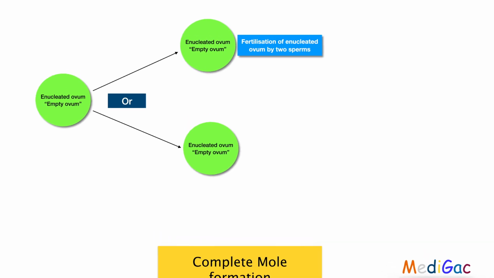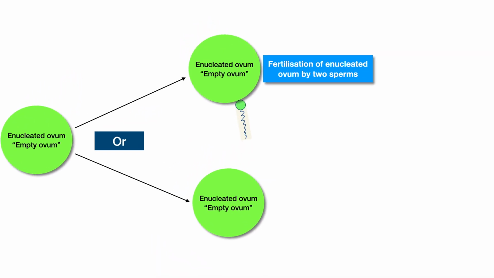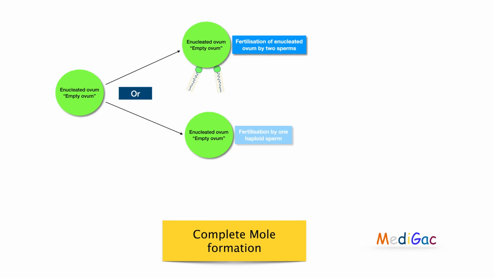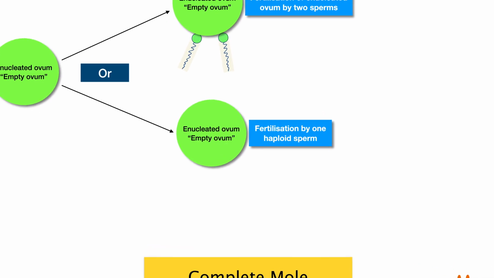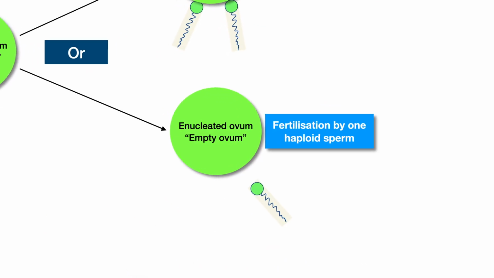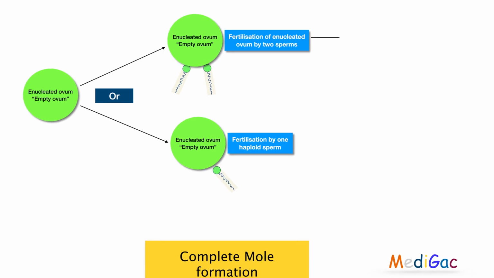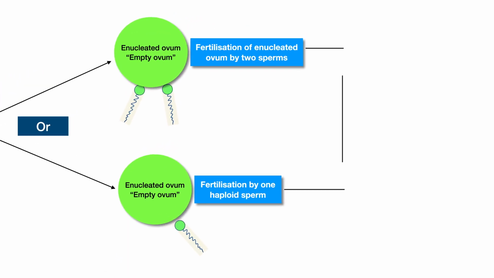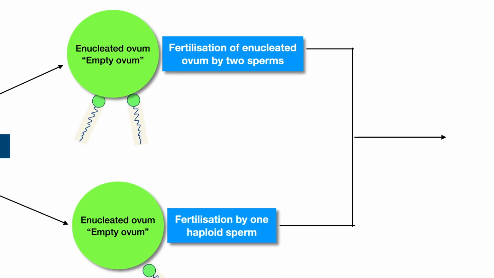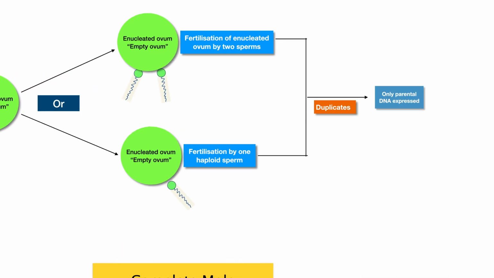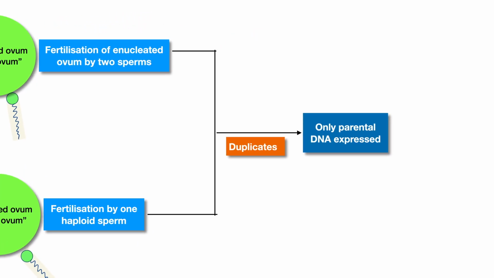First one is fertilization of the enucleated ovum by two sperms. Second one is fertilization of the enucleated ovum by one haploid sperm. Now these two types of fertilization lead to one result by duplication. And as a result, only paternal DNA is expressed.